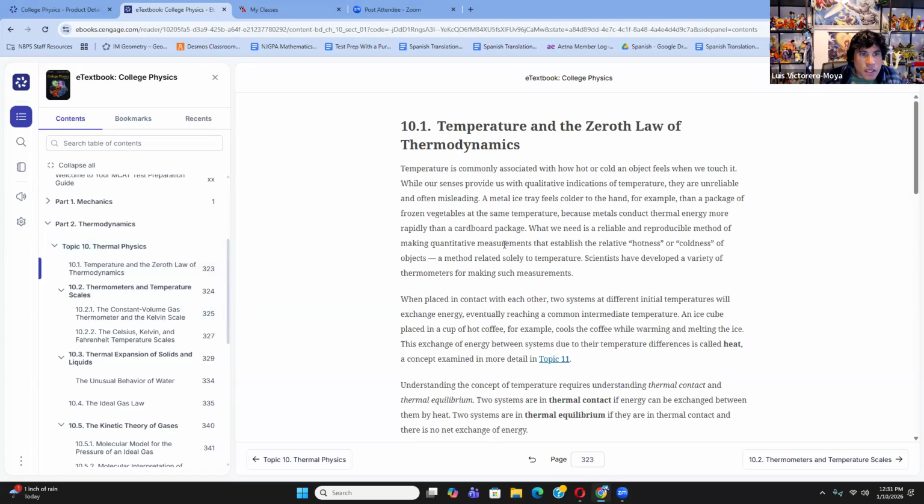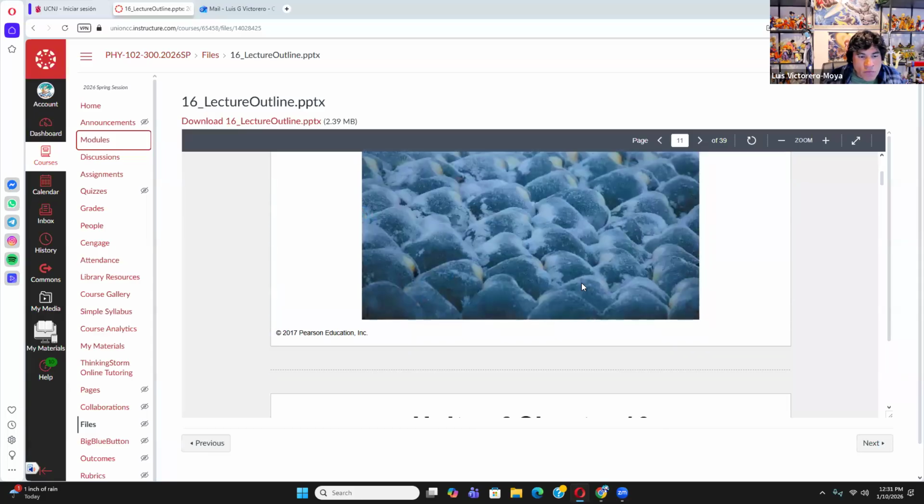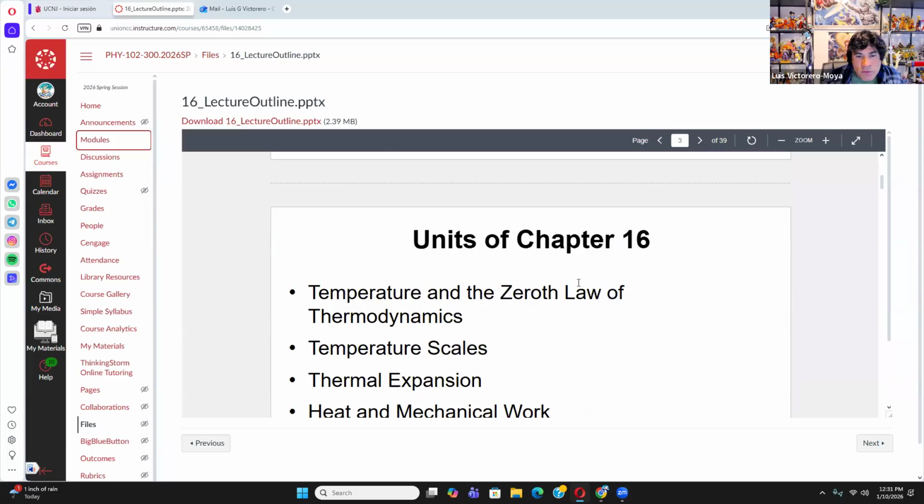This is chapter 10, Thermal Physics, Temperature Scales, the introduction to Physics 102. As I mentioned in the introduction session and discussion, I'm going to be using my own slides for these lectures. And I will have a separate video with problem-solving techniques and examples that are going to be similar to the ones in the assignments and assessments.